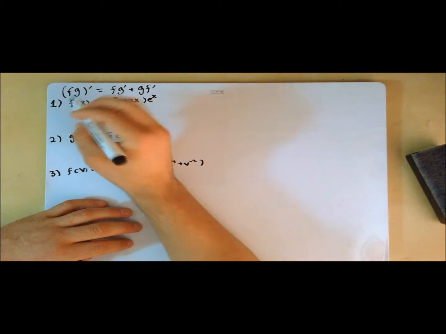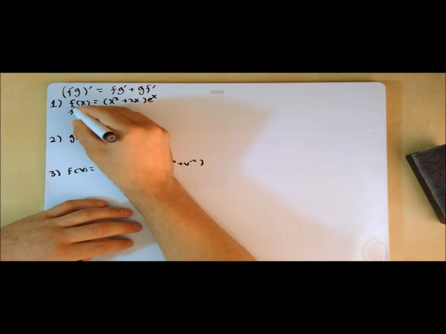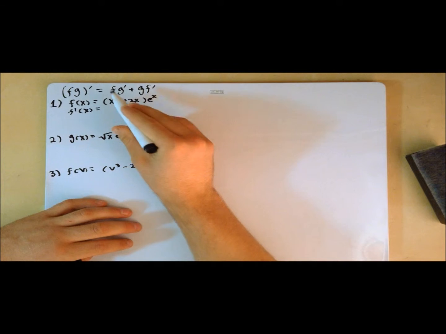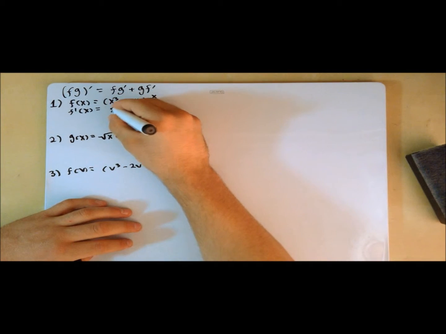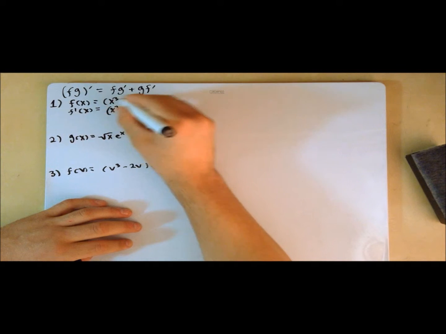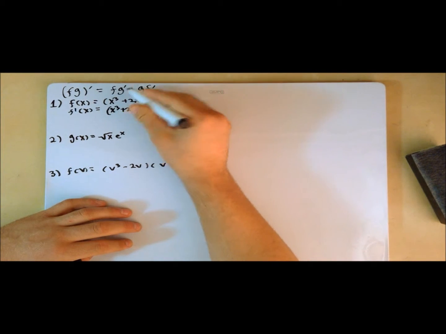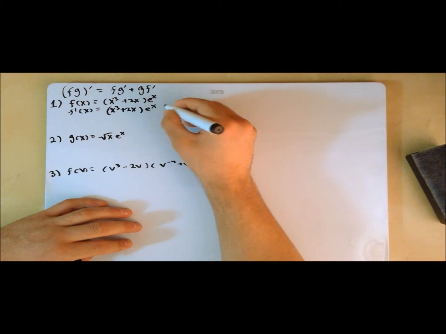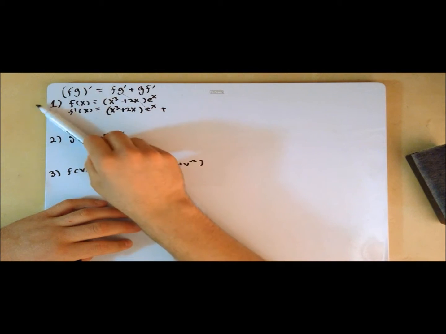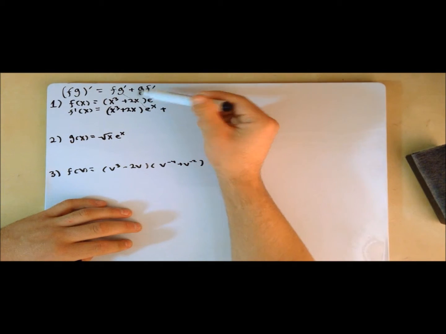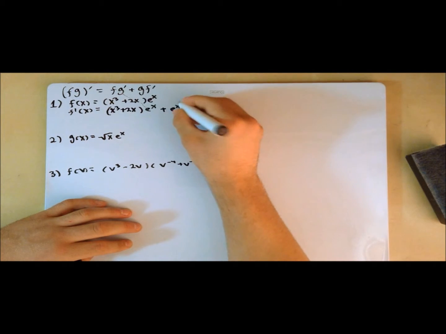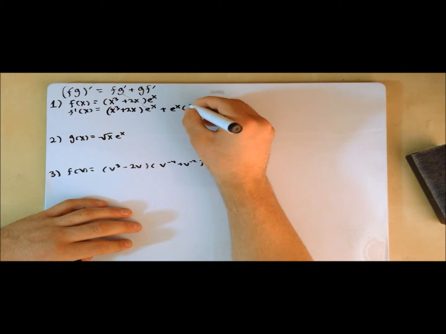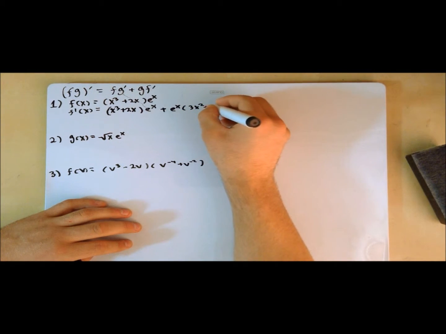So when we take the derivative, we say that f prime of x equals the first thing as it is, that's your f, x cubed plus 2x, times the derivative of the second, which is e to the x. Derivative of e to the x is always e to the x, plus the second one as it is, your g, that's your e to the x, times the derivative of the first, your f, which is 3x squared plus 2.